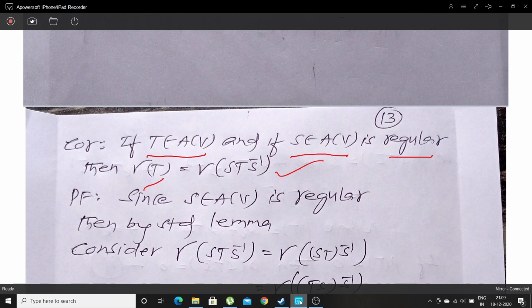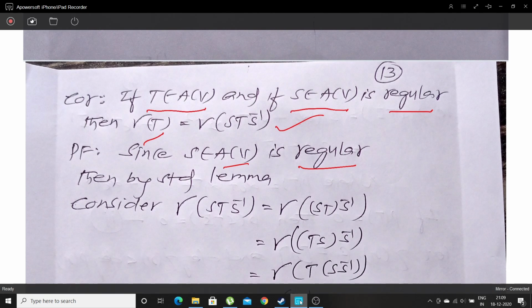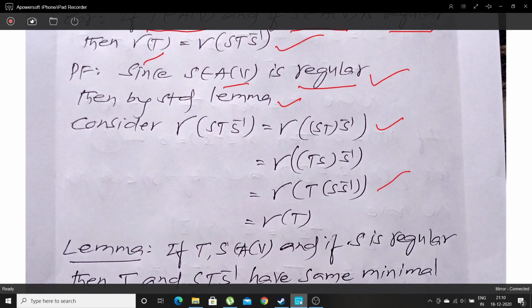Since S belongs to the subalgebra A of V and is regular, by the previous lemma, we write gamma of STS inverse, that means rank of STS inverse, and rewrite it. Grouping, again, since ST is equal to TS because it is regular, and S dot S inverse means 1, therefore we simply get rank of T.